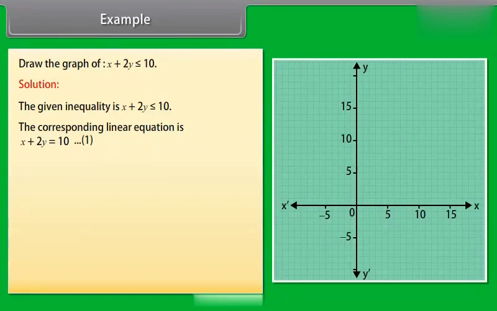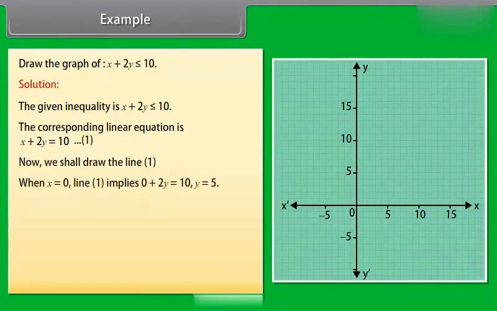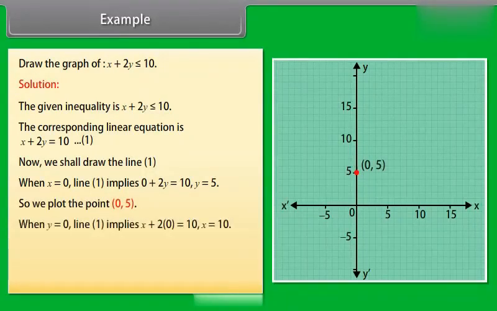Name it as 1. Now we shall draw the line 1. When x is equal to 0, line 1 implies 0 plus 2y is equal to 10, y is equal to 5. So we plot the point (0, 5). When y is equal to 0, line 1 implies x plus 2 into 0 is equal to 10, x is equal to 10. So we plot the point (10, 0).